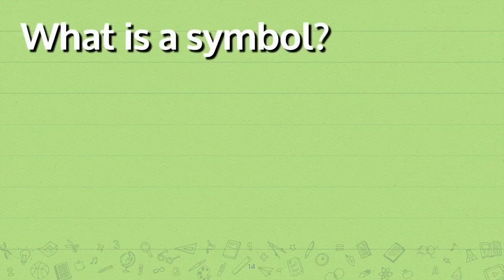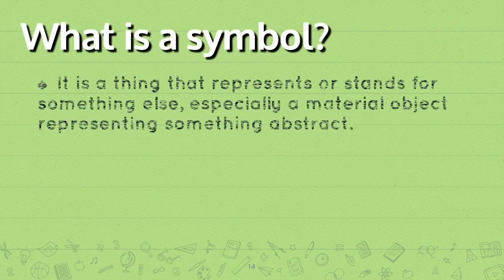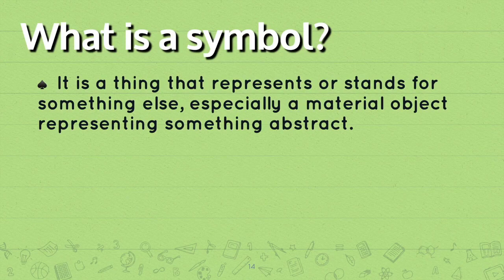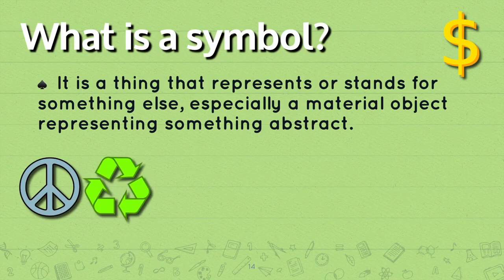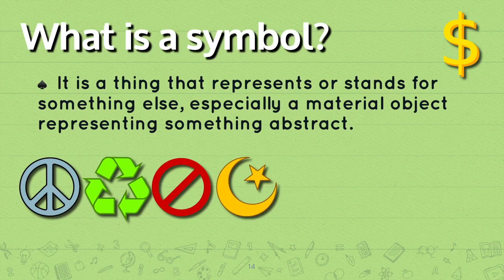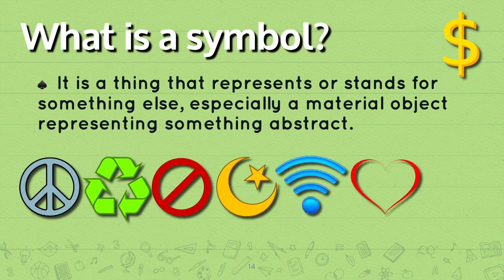So now let's take a look at symbolism and answer the question, what is a symbol? It is a thing that represents or stands for something else, especially a material object representing something abstract. Yes, for example, the dollar sign, or the peace symbol, or recycle, or you're not allowed to, or Islam, or Wi-Fi, or love, or Christianity.